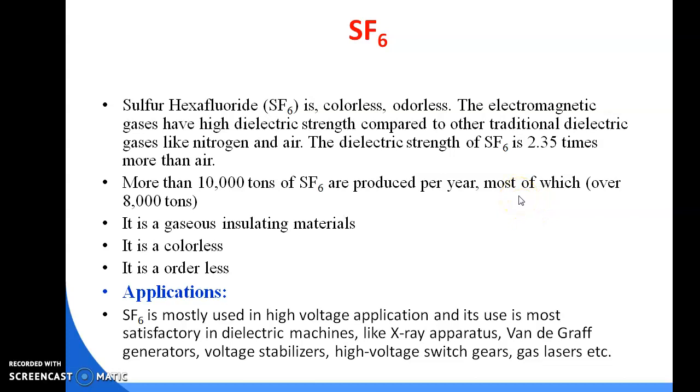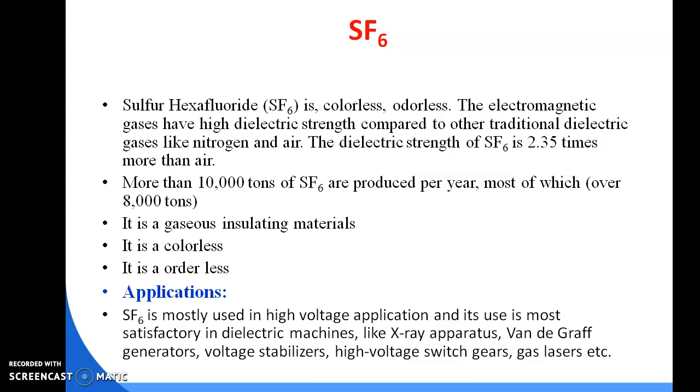So basically, you can say that it is sulfur hexafluoride. Sulfur hexafluoride is a colorless, odorless, electronegative gas having high dielectric strength compared to other traditional dielectric gases like nitrogen and air. The dielectric strength of SF6 is 2.35 times more than air. More than 10,000 tons of SF6 are produced per year. So it is a gaseous intermediate.